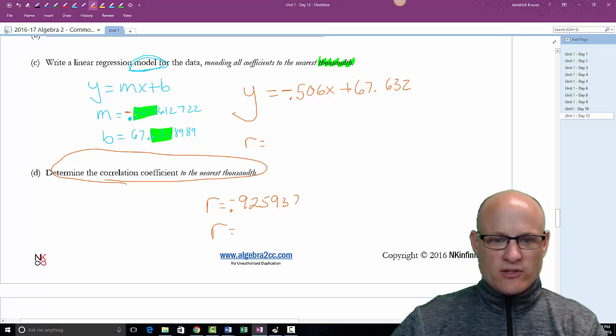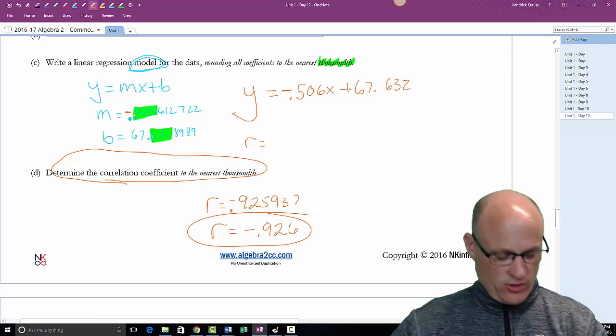937. So r is equal to negative 0.926. That's our correlation coefficient.